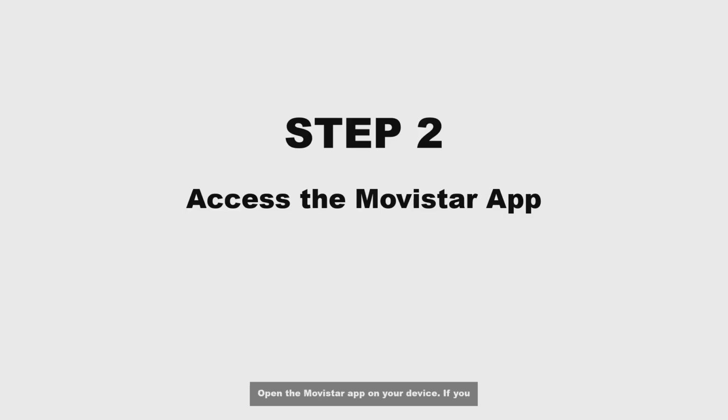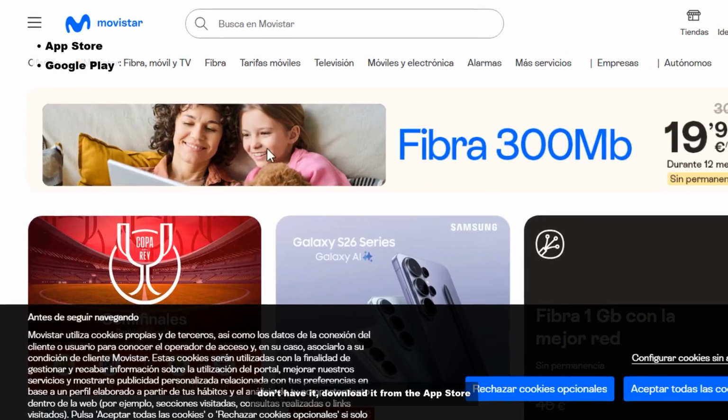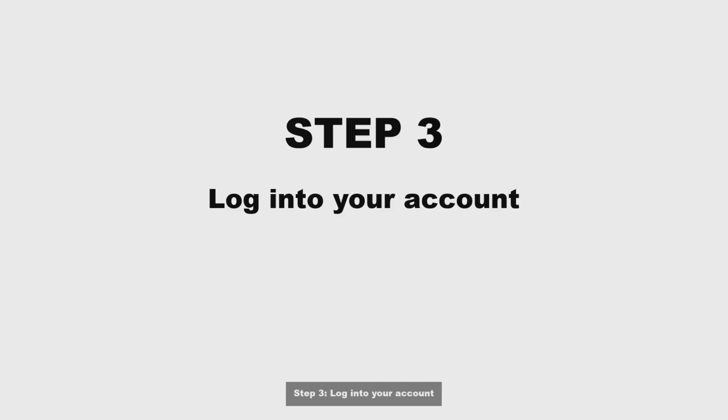Step 2. Access the Movistar app. Open the Movistar app on your device. If you don't have it, download it from the App Store or Google Play. Step 3. Log into your account.